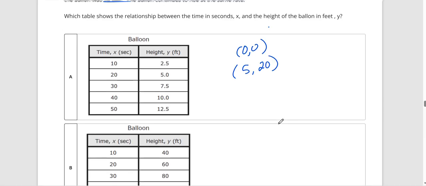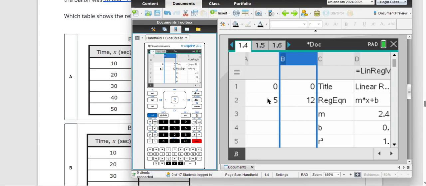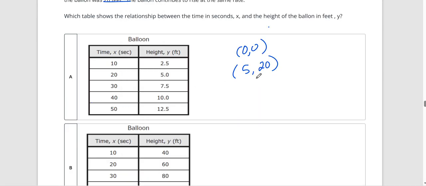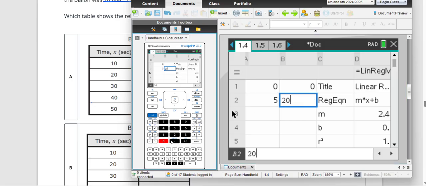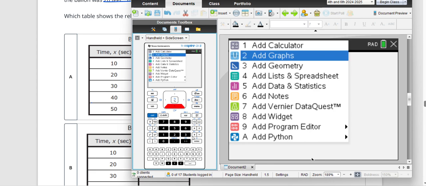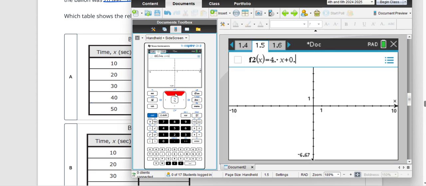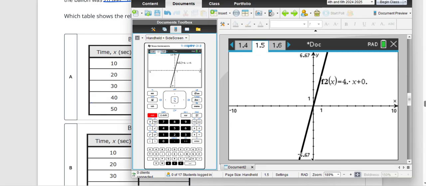Okay, so we're going to come out here. This is a trick I showed you a long time ago. We're going to turn this 0, 0. And then what was it again? 5 and 20. And then we're going to go up. Actually, I'm going to add a graph based off of that. Press up. There it is. Enter. I'm going to control T it.